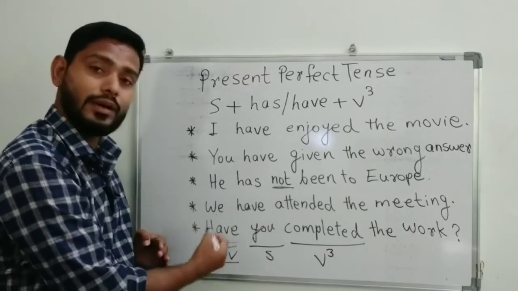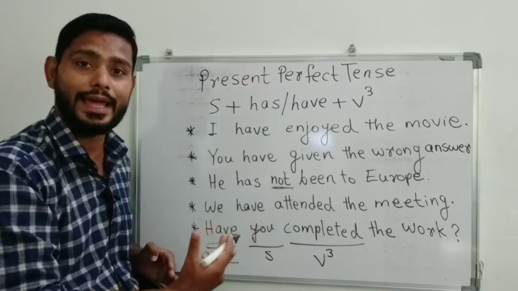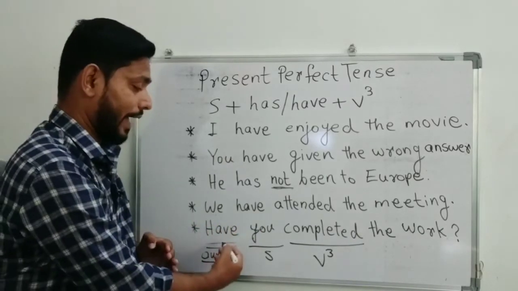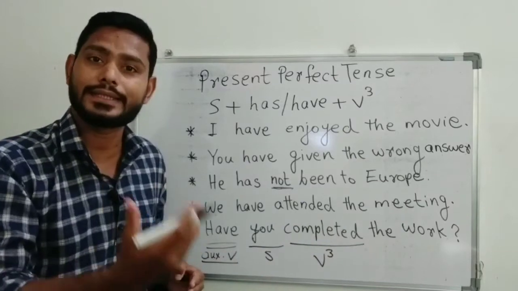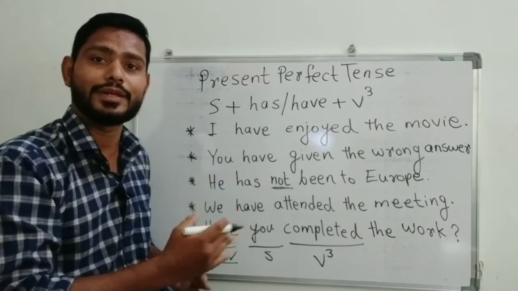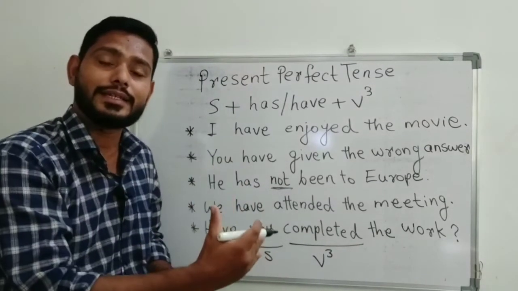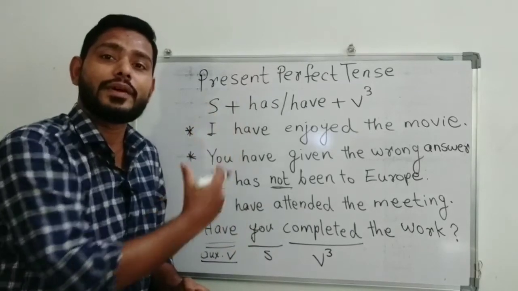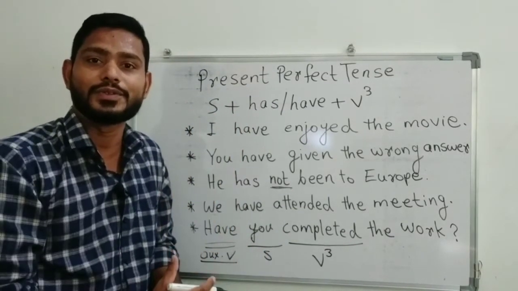First we have to use the auxiliary verb. It can be either "have" or "has." Have you completed the work? Have you attended the meeting? Has he reached home? Okay, so these are some of the examples of sentences that are present perfect in question form. Hope this concept is very, very clear to you.